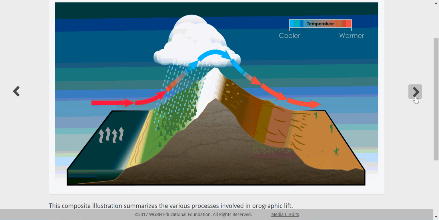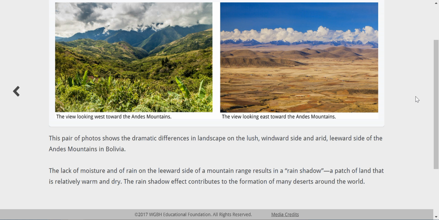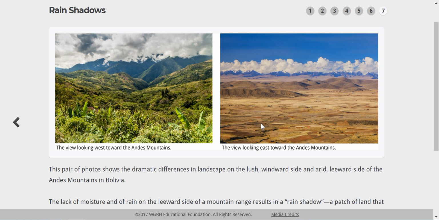And this is kind of the diagram that you'll see. Sometimes it's flipped, depending on which way the wind is coming from, but you can see this is the windward side and this is the leeward side, because it's nice and arid or dry.